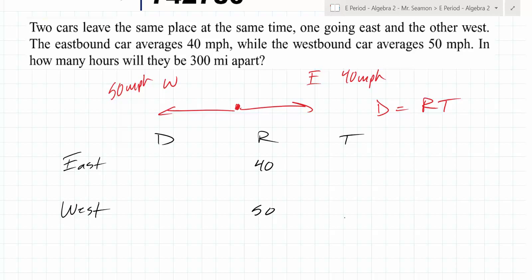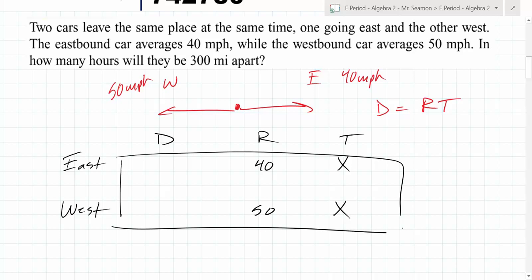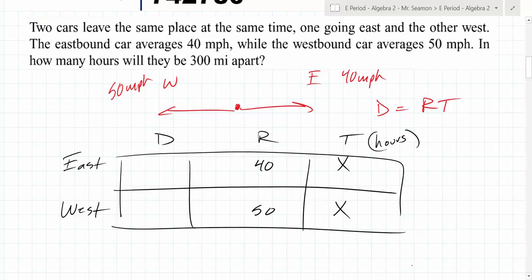So what I'm saying is, what's the time for the eastbound car going to be? X. What's the time for the westbound car going to be? Wait, let me finish my sentence first. They're both traveling for the same amount of time. Do you agree? Yes. You could make a little chart if you wanted to do it this way. What's the distance the eastbound car has traveled? 40x. What's the distance the westbound car has traveled? 50x.